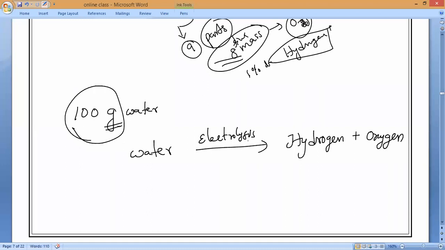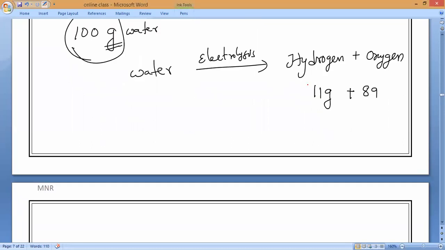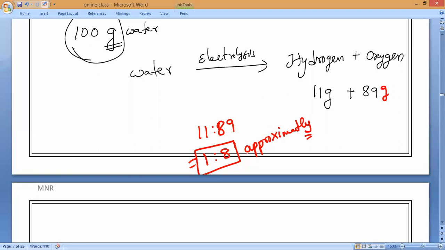If I pass the electricity, electrolysis, I'll get hydrogen and oxygen. Do you know how much I'll get? Hydrogen is 11 grams exactly, plus oxygen I will get 89 grams. Now check the ratio. Is it 1:8 or not? Yes, approximately. What is the 11 is to 89 ratio? Which equals 1 is to 8, approximately I'm saying. That is what you have to remember. Any doubt? Anybody?